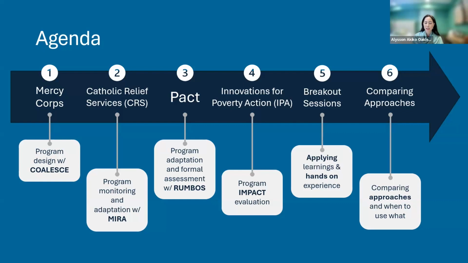The presentations will follow the project lifecycle. Ted will start by discussing Mercy Corps' COALESCE approach to designing and implementing a social cohesion program. Bridget will then talk about the MIRA tool designed by Catholic Relief Services to help with social cohesion monitoring and adaptive management. Lina Maria will present Pact's Rumbos Index, which helps with complexity-aware adaptation and formal assessment of social cohesion. And then Ricardo will present on formal impact evaluation of social cohesion programs and IPA's experience doing so.